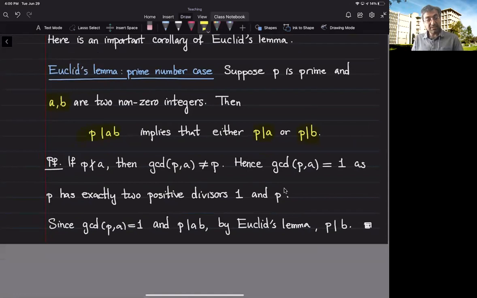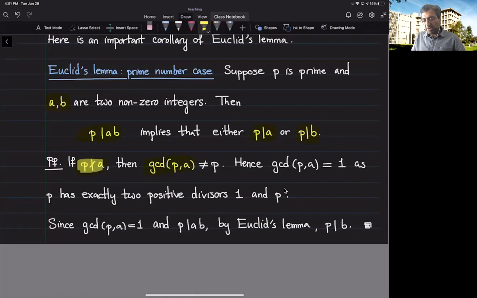Okay, so p divides ab. Now I want to say that either p divides a or p divides b. Suppose p doesn't divide a. Then I have to show that p divides b. But let's see what this implies. Let's look at the GCD of a and p. So the claim is that if I give you a prime number p and p doesn't divide an integer, then they are coprime. That's the first thing that I'm going to show. The proof is rather easy. That's why I didn't write it as a separate lemma.